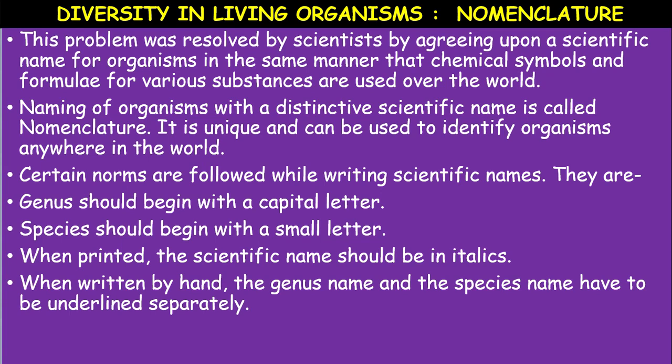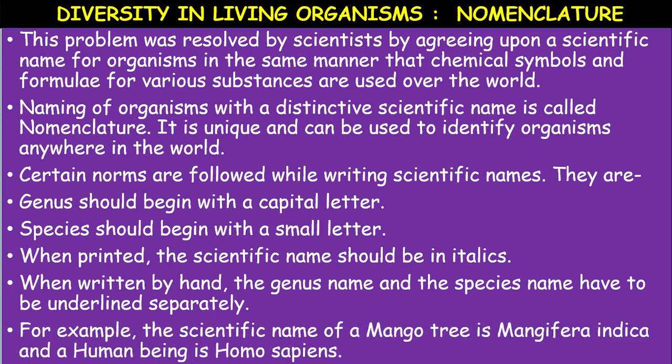When written by hand, the genus name and the species name have to be underlined separately. Okay, if you print, it means we have to use italics, and if you write by hand, then you have to underline the genus name and the specific name. For example, the scientific name of mango tree is Mangifera indica. Okay, Mangifera is the genus or specific? Genus. Indica is the specific.